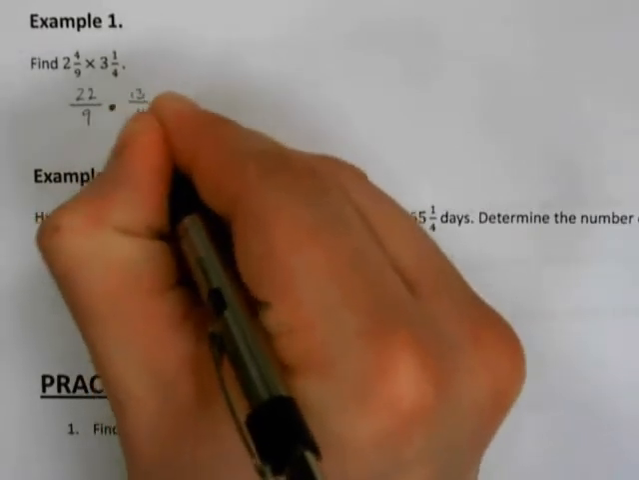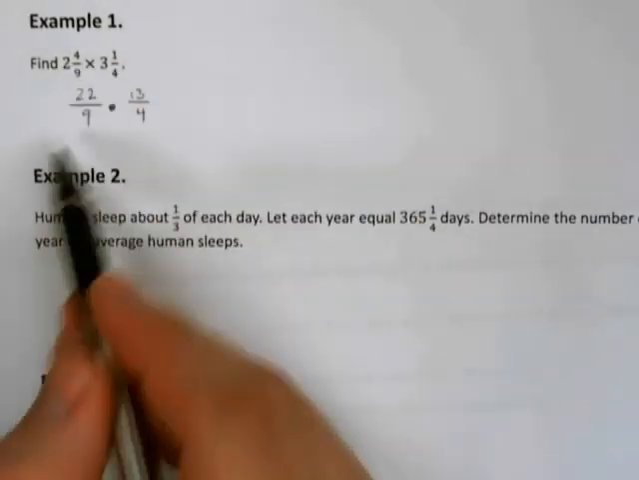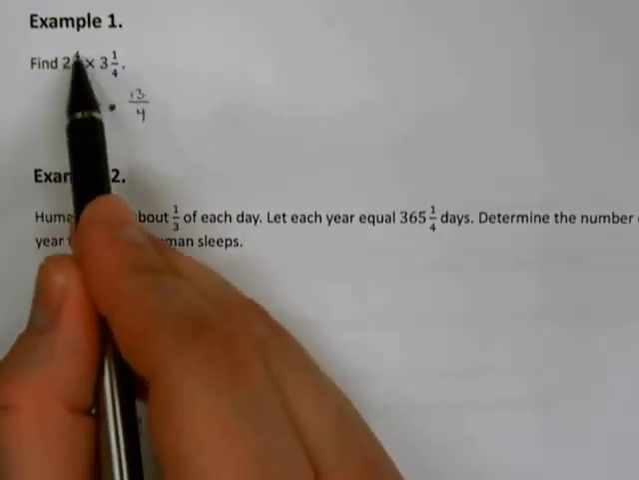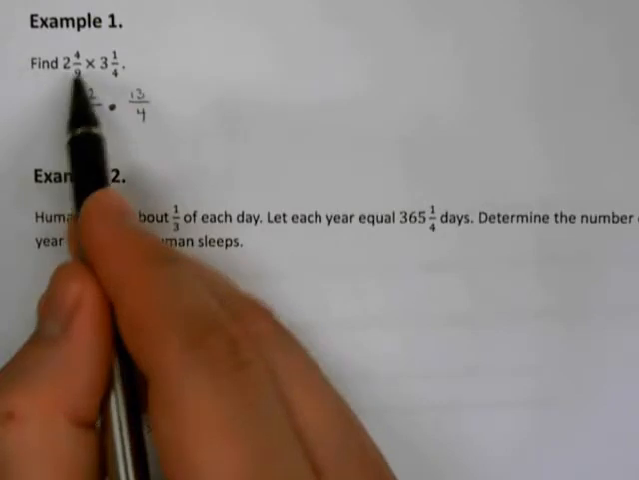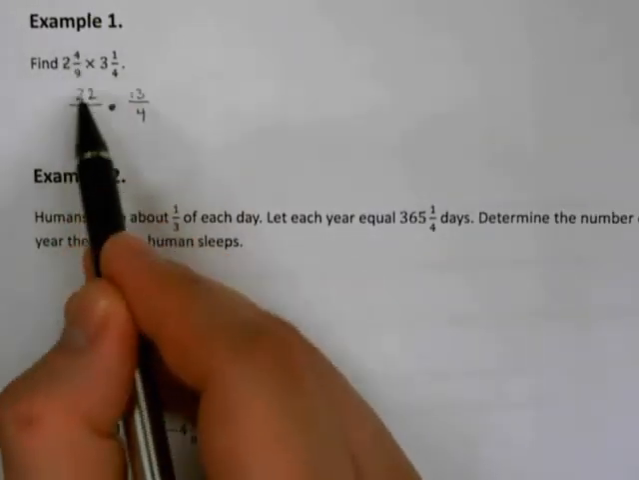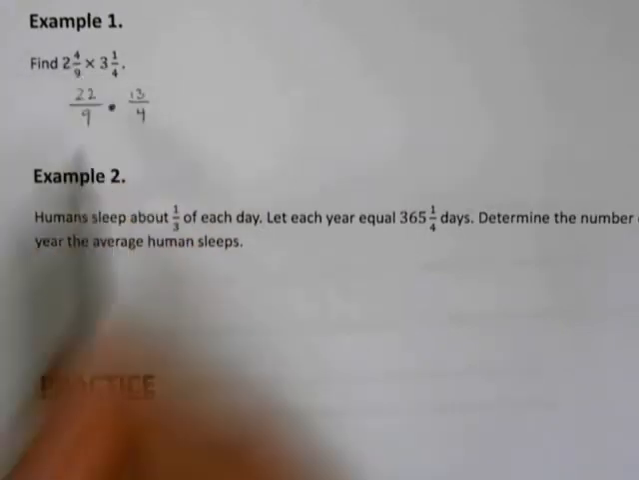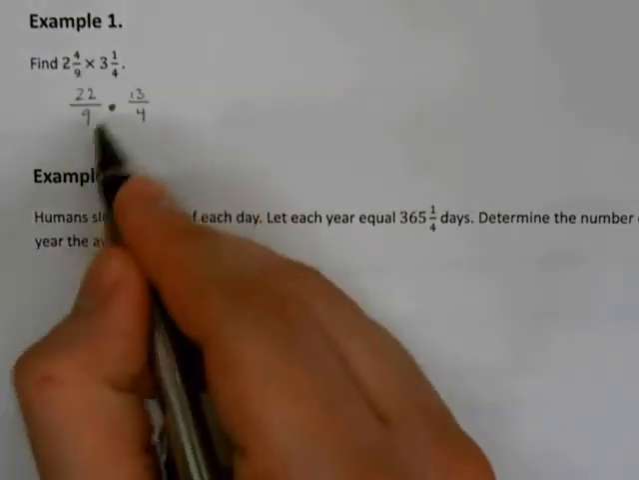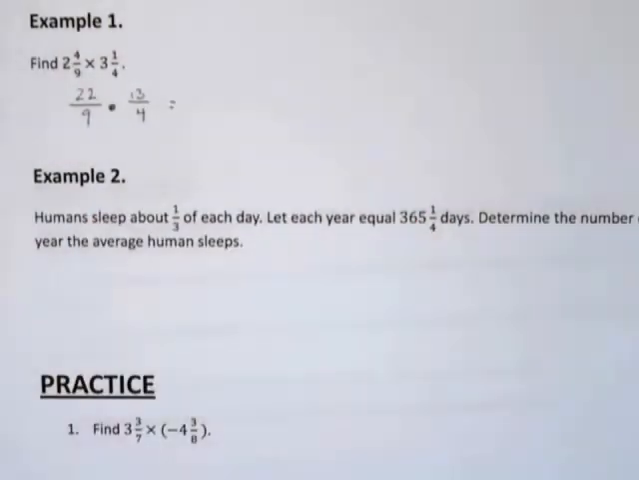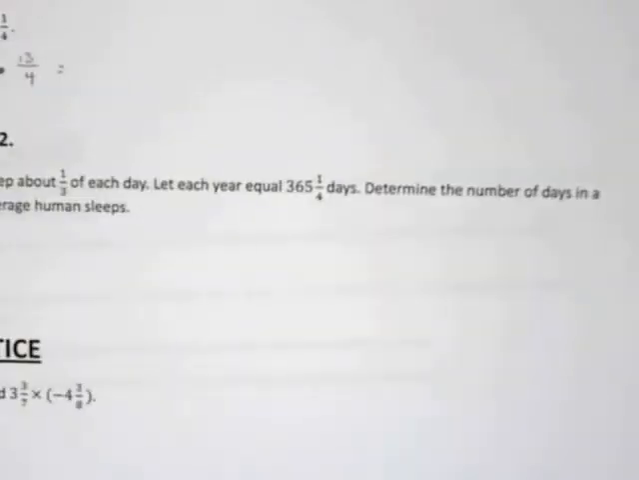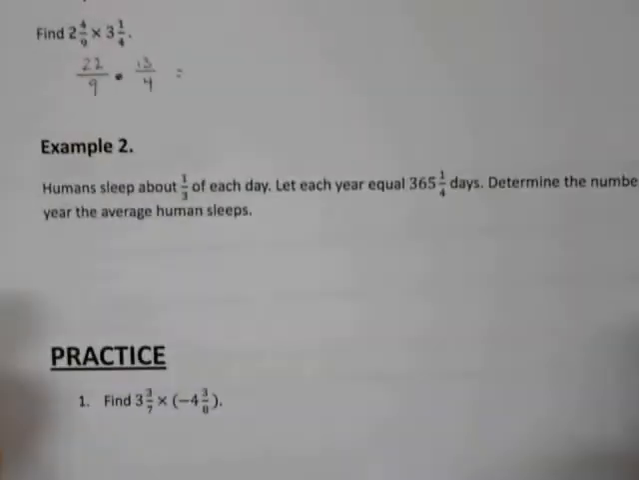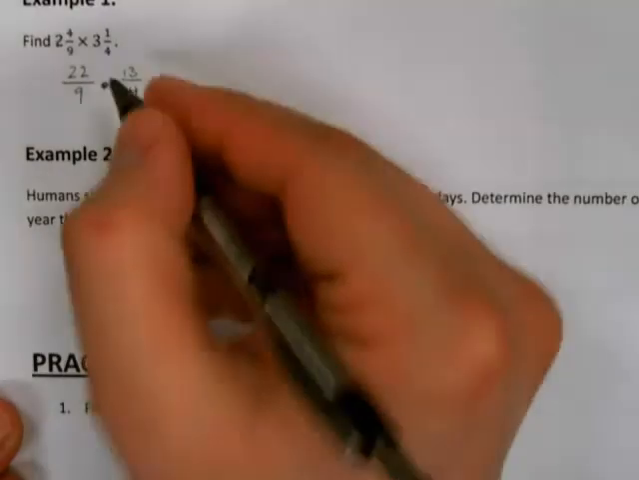And remember, that's how you change a mixed number fraction to an improper fraction: you multiply the whole number by the denominator and add it to the numerator and put that over the same denominator. Okay, so 9 times 2 is 18, plus 4 is 22 over 9, 22/9 then. So now we have 22/9 times 13/4. And before I try to multiply 22 times 13, because that's a ridiculous number to try and multiply, I'm going to cross cancel here.